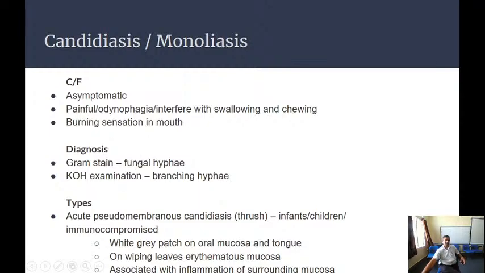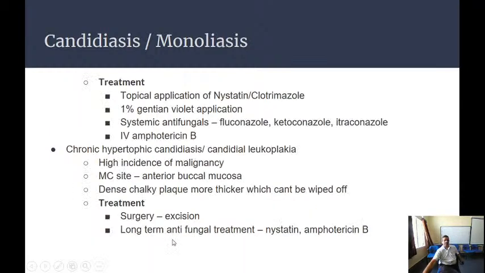The gram stain tells us the fungal hyphae, and the treatment is by topical application of nystatin or clotrimazole and 1% gentian violet, and if it is not regressing, systemic antifungals like fluconazole, ketoconazole, itraconazole, or the amphotericin B.